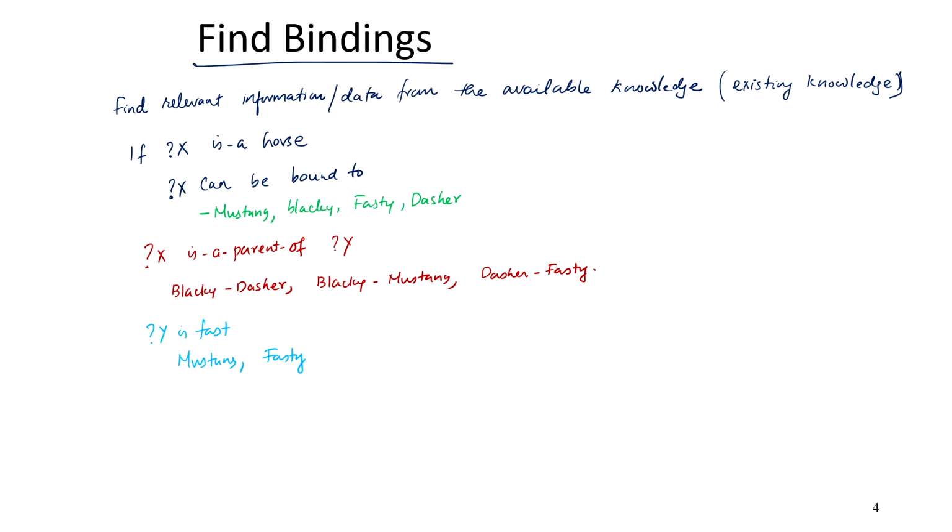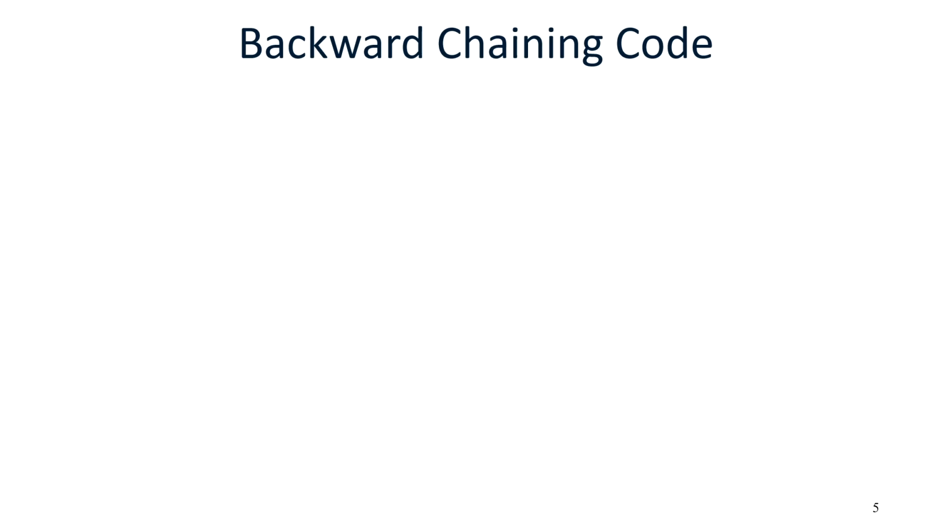So with these bindings that we are getting from the data, we have to come to what we call backward chaining, and execute the backward chaining. So how will you write the backward chaining code? We will write the pseudo code for you, or I will call it an approach for the time being.